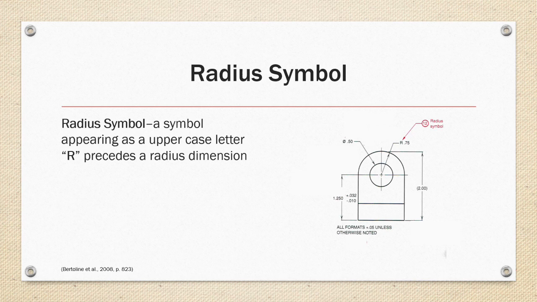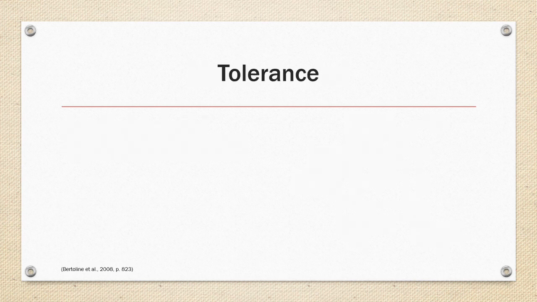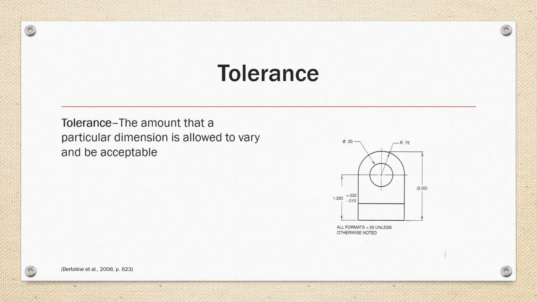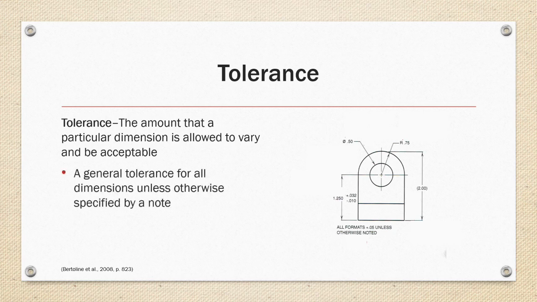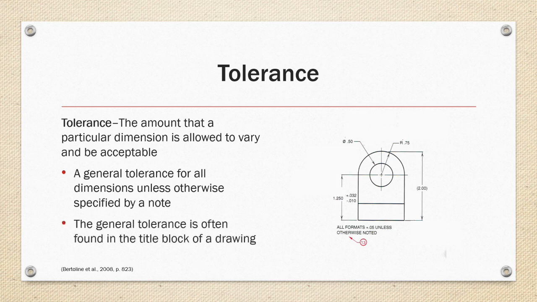Tolerance. Tolerance is the amount that a particular dimension is allowed to vary and be acceptable. A general tolerance for all dimensions not otherwise specified can be communicated in a note, as shown on the right, and can often be found in the drawing title block.